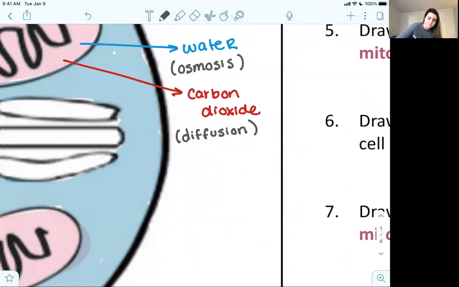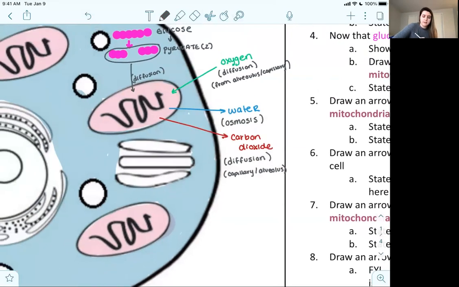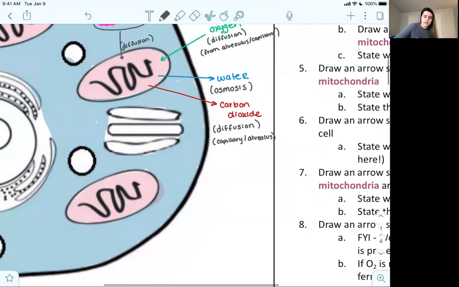So I'll write that. And it also tells us that we need to tell where it's going, and it's going back out to the capillary / alveolus. Remember that oxygenated blood comes in, deoxygenated blood leaves. So the deoxygenated blood is the one that has the carbon dioxide in it.